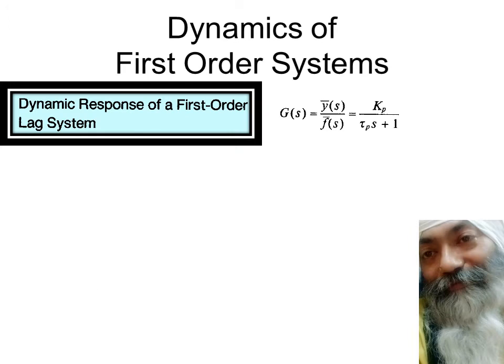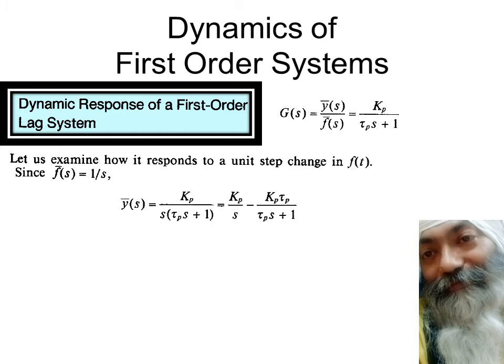Coming to the dynamic response of the first order lag system. If you remember, the transfer function of the first order lag system was given by Kp divided by tau p s plus 1. Tau p is the time constant, Kp is the gain, and y is the output in terms of deviation variable. I'm telling this again and again so that there is no confusion. Similarly, the deviation is from the steady state, and this is the forcing function, again in terms of deviation from the steady state, and we are going to give the step change as we did earlier, which is given by 1 by s.